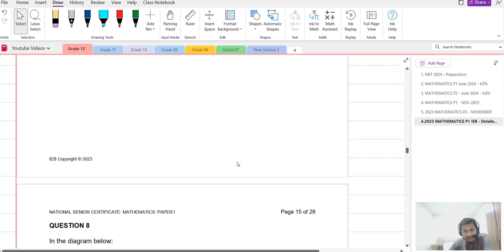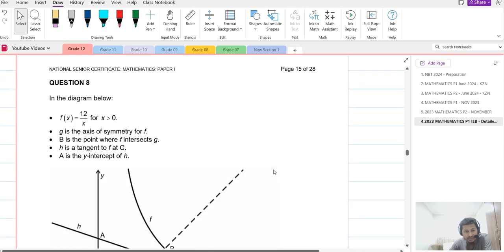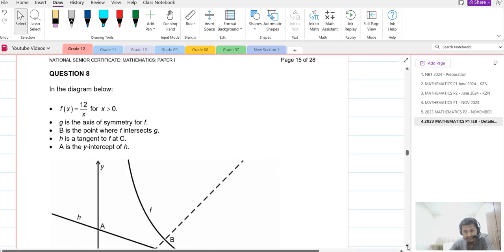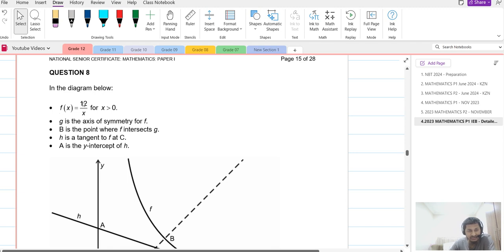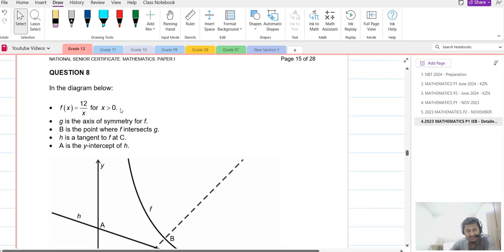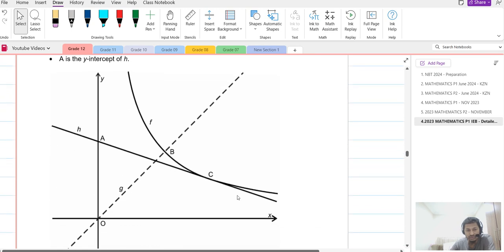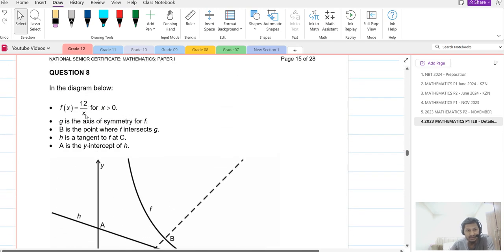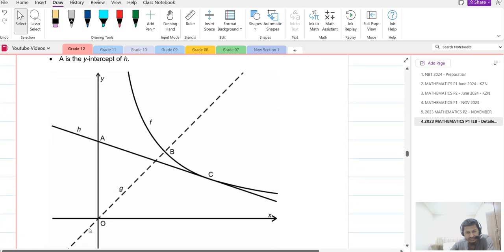Moving on to the next question, which is on functions. Question 8. f of x is 12 over x for x greater than 0. That should be a hyperbola in the first and third quadrant. Only the first quadrant diagram is given because they said x is greater than 0. So there's a restricted hyperbola. g is the axis of symmetry of f. So we can see the axis of symmetry is just this.